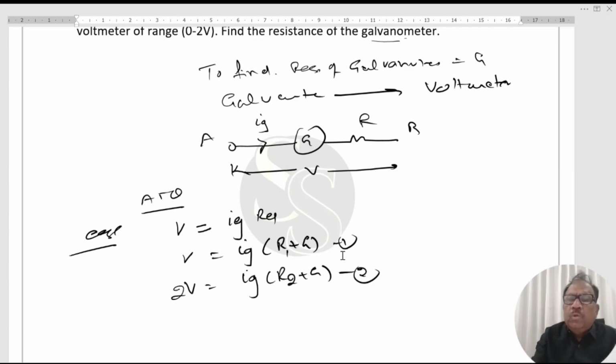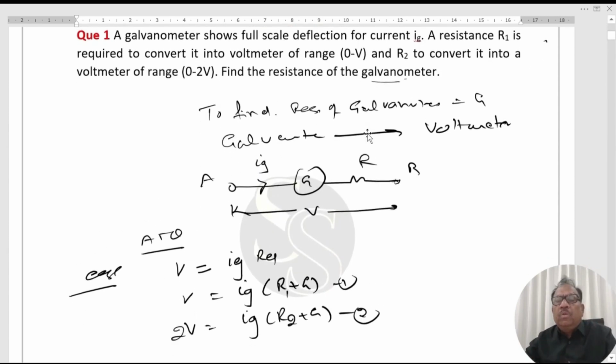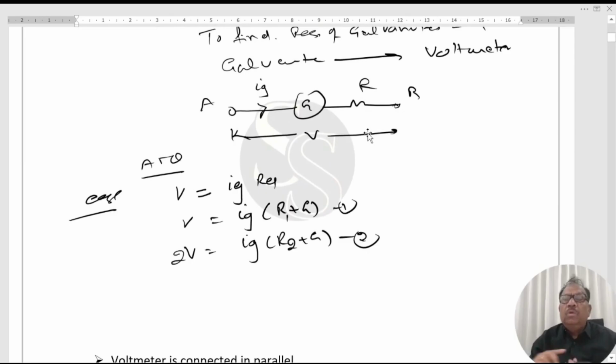Now this figure shows to convert galvanometer, we have to connect a very high resistance in series with the galvanometer. Ideally it should be infinite. Right? Now voltage across this VAB will be equal to IG into R equivalent. R equivalent is G plus R. There are two cases. In case 1, we have full scale deflection. Find the range 0 to V, so this is V. When 0 to 2V, then this will be 2V.